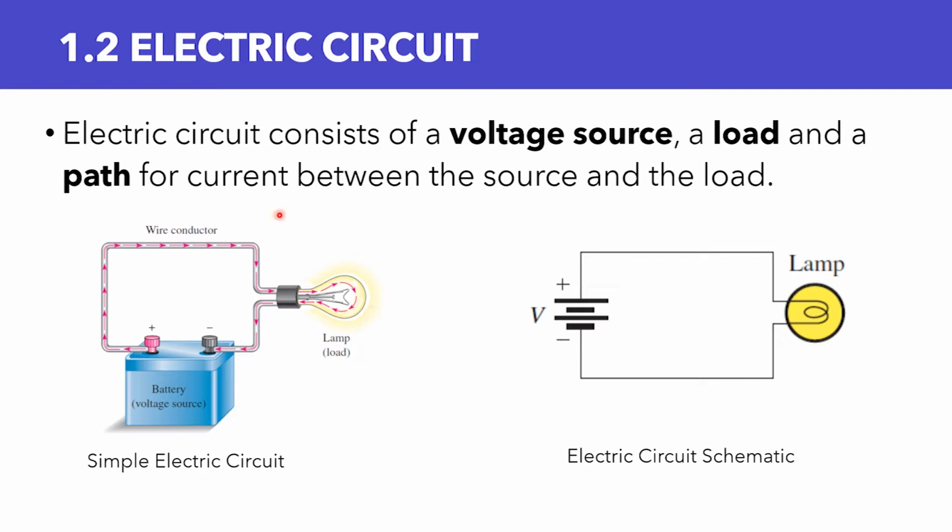Okay, from this simple electric circuit, we can draw the electric circuit schematic. This symbol represents the voltage source, and here is the load, and the wire is a line, a symbol of wire. So this is the schematic of the electric circuit. The simple electric circuit consists of one source, one load, and a path.